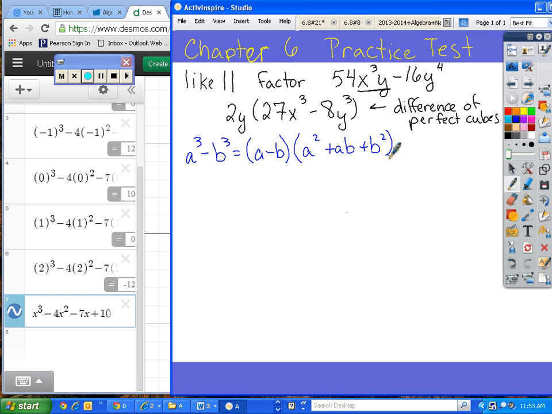So I look up here at my perfect cubes, and if you don't recognize your perfect cubes, it's very helpful to write your perfect cubes over on the side until you begin to recognize those perfect cubes. So I can see that I have 2 cubed, which is 8, 3 cubed, which is 27.